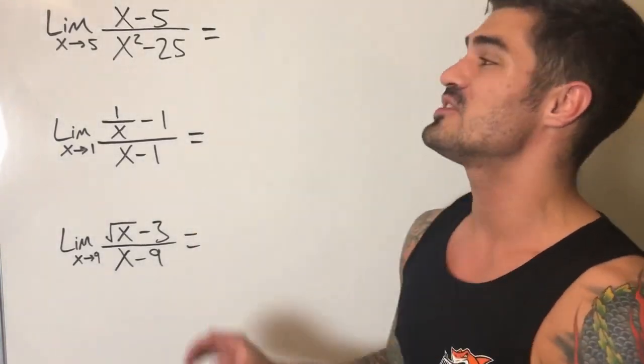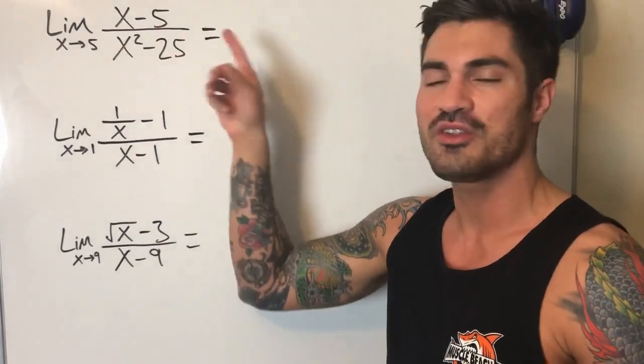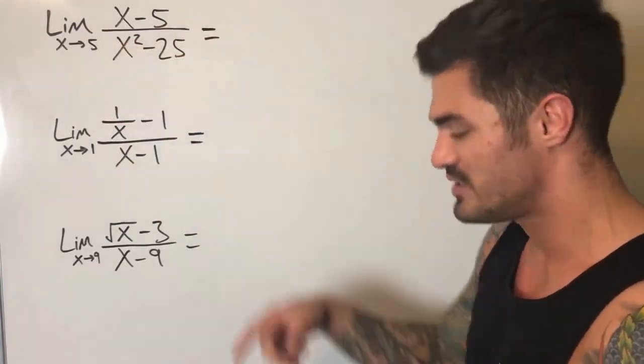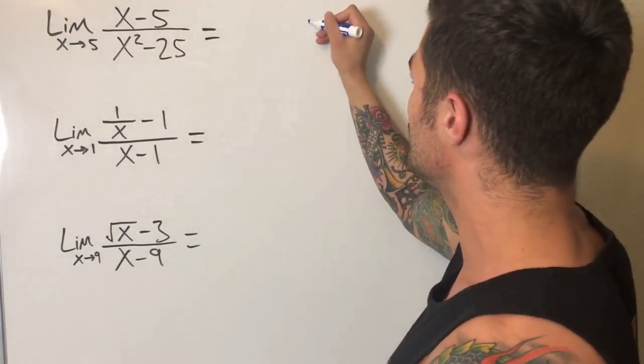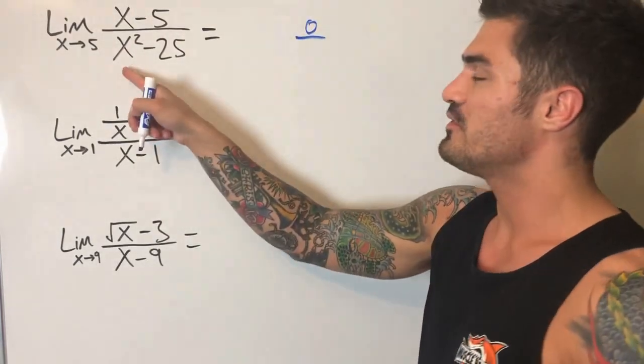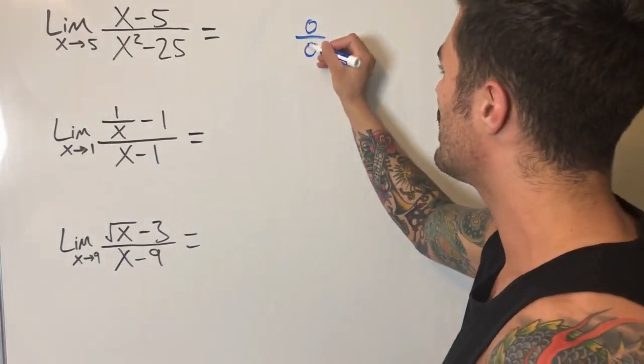So with this first example, what's the first step? What's the first thing we do to find this limit? Plug the number in. Alright, I'm going to plug 5 into this function. I get 5 minus 5, that's 0. So I get 0 in the numerator. And I get 5 squared, that's 25, minus 25, that's 0 in the denominator.